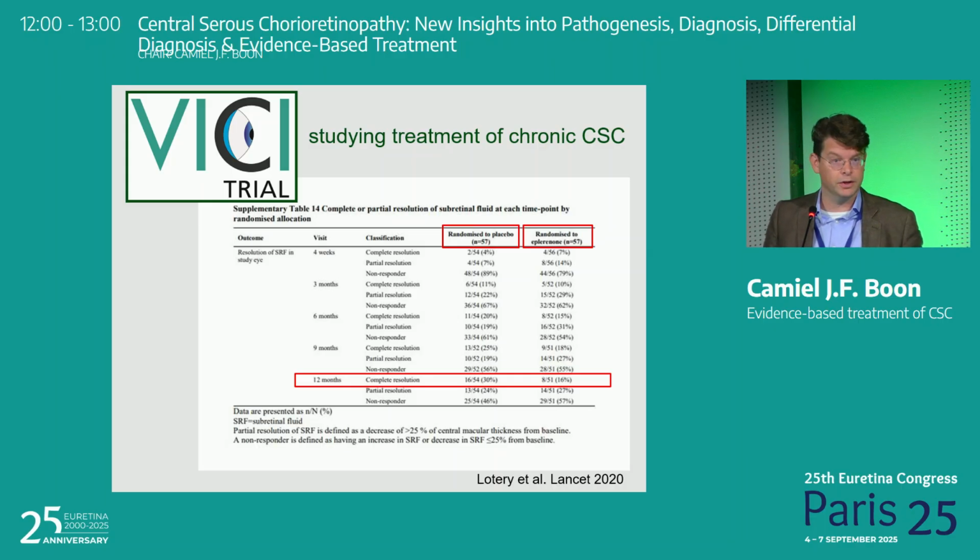And the authors rightfully concluded that there is no place for eplerenone as a primary treatment of central serous chorioretinopathy, because it simply doesn't seem to work. But it also shows you that even in chronic cases, whatever they may be, because it's a difficult definition, there may be spontaneous resolution, which complicates the interpretation of retrospective studies.